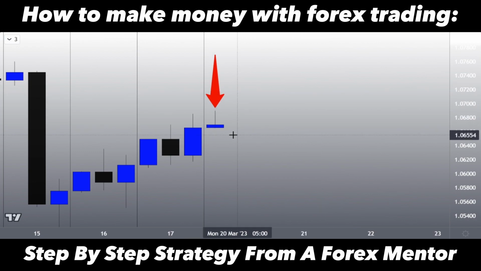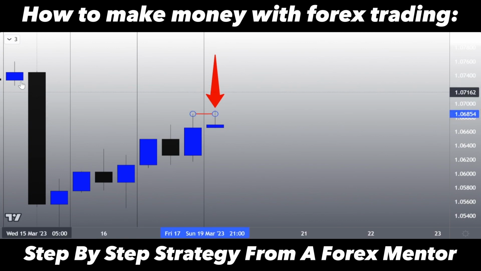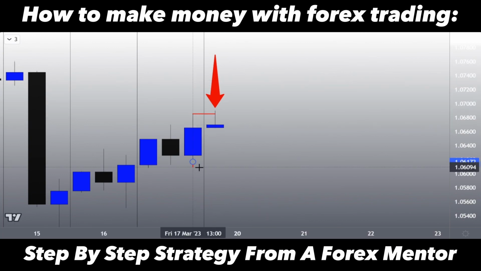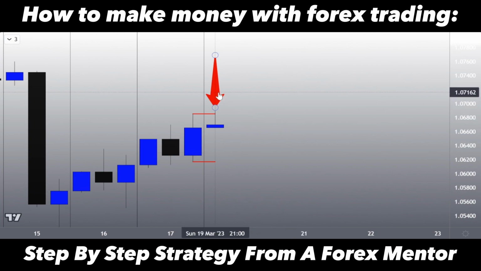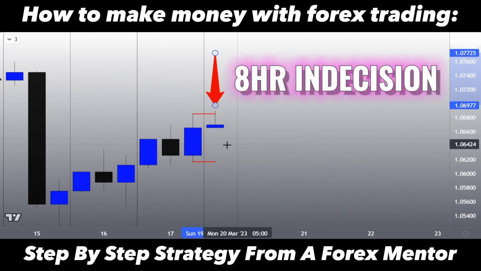So right there we have the 8H candlestick. What is it telling us? It's telling us that there has been a slowdown in the momentum. What typically happens on the Asia session time frame is that there's a slowdown in momentum, and that's exactly what we saw right here. This is an 8-hour indecision candle, which means that the momentum has subsided. That's all we're doing with this candlestick.